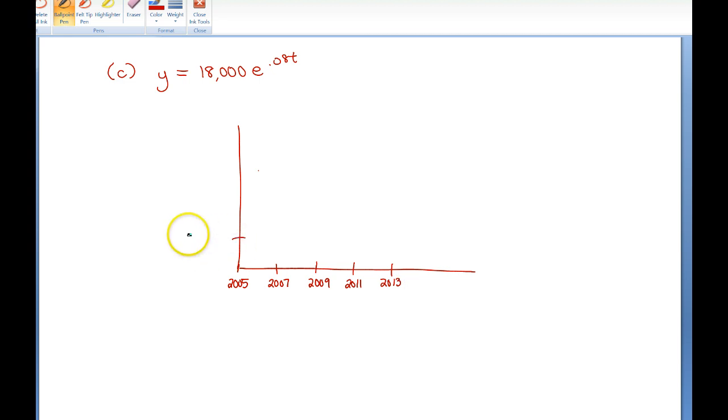And then I'm going to count by 10,000, because I know that I started out at 18,000 in 2005, and I end up at 2013 at about 34,000. So about here. And then we can plug in these other values, like for 2007, I think we get a little over 20,000, like 21,000. And then here goes like that, and then a little bit higher, almost 29,000. So here is that graph.